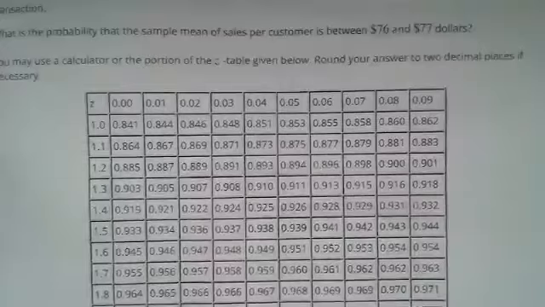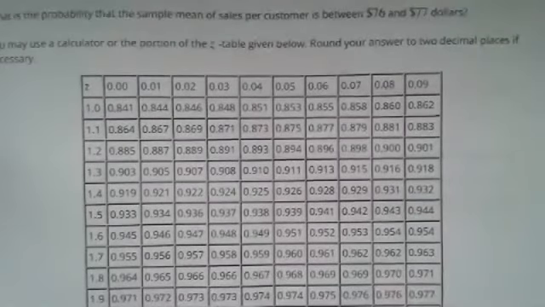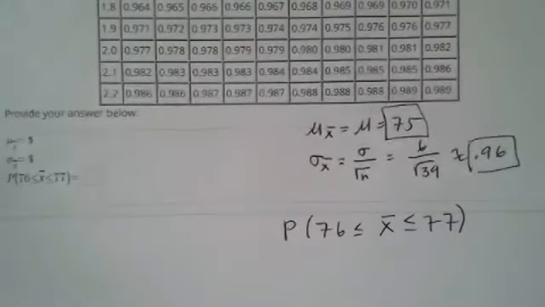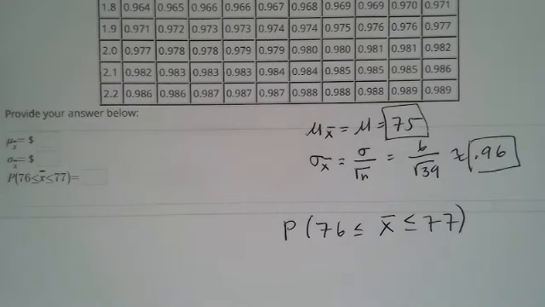And then to find the probability that x bar is between 76 and 77, you can do 2 things. They tell you to use the table to find z, and then use that way, but you don't have to do that. You could just do norm CDF. So let's go ahead and do that.